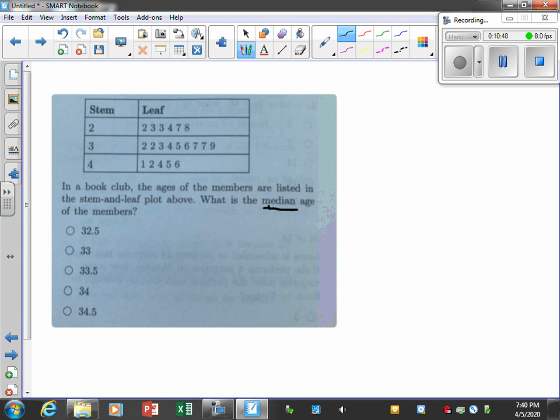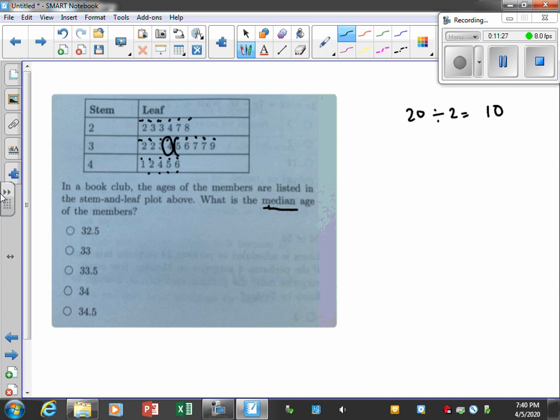What's the middle? Okay, well, if I line them up, I can count them total. So there's 1, 2, 3, 4, 5, 6, 7, 8, 9, 10, 11, 12, 13, 14, 15, 16, 17, 18, 19, 20. If there's 20 and I divide it in half, the middle is the 10th ones. So let me count 10 from the front, 1 through 10, and then start from the back and count 10, 1 through 10.